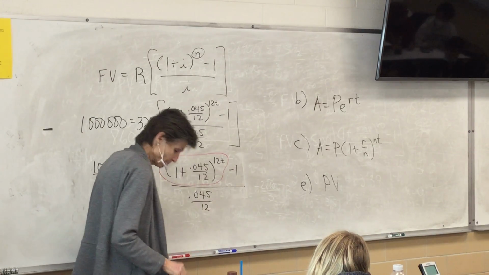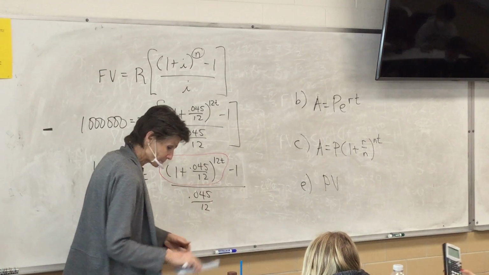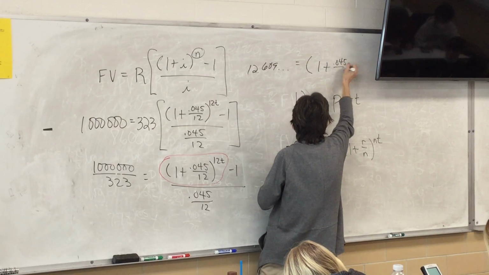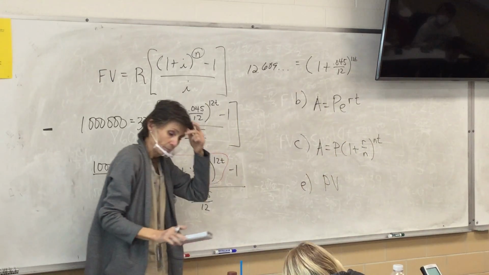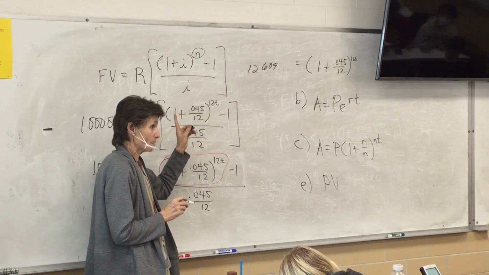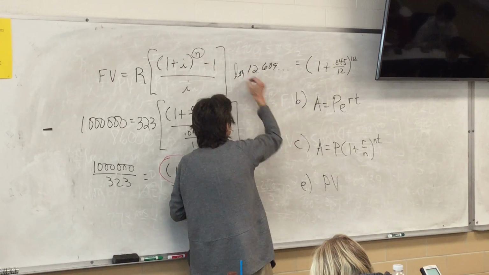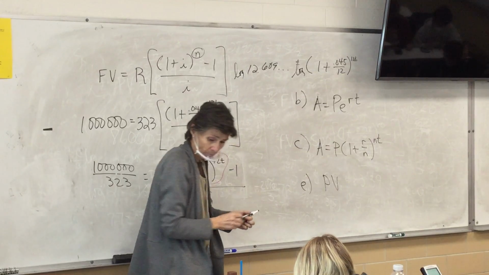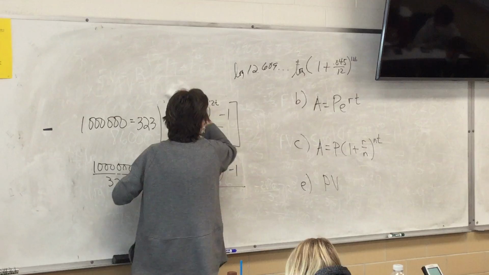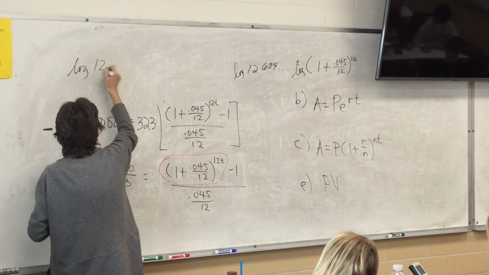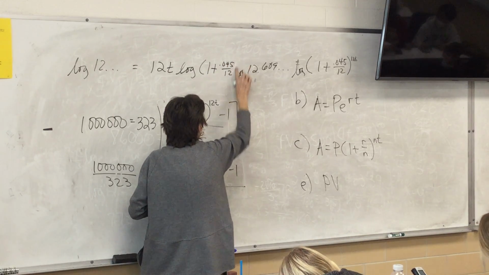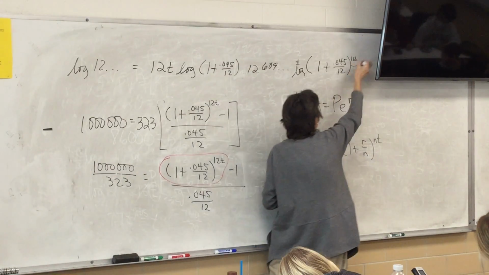Now, I'm leaving that on my calculator, but for purposes of being able to talk about it, I got like 12.60, blah, blah, blah, right? Equal to 1 plus 0.045 over 12 to the 12t. Now, since I have this thing by itself, now I log both sides, right? And out in front is going to come that 12t, which means I will then be able to solve for it. So the log of that number on my calculator is 12t log 1 plus 0.045 over 12. Because this comes out front.